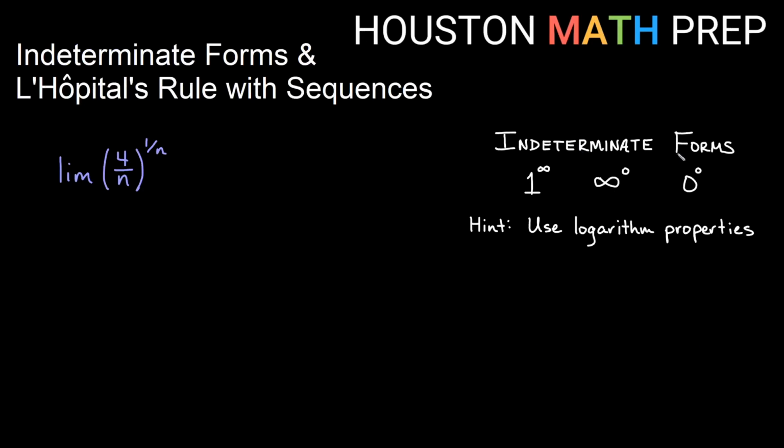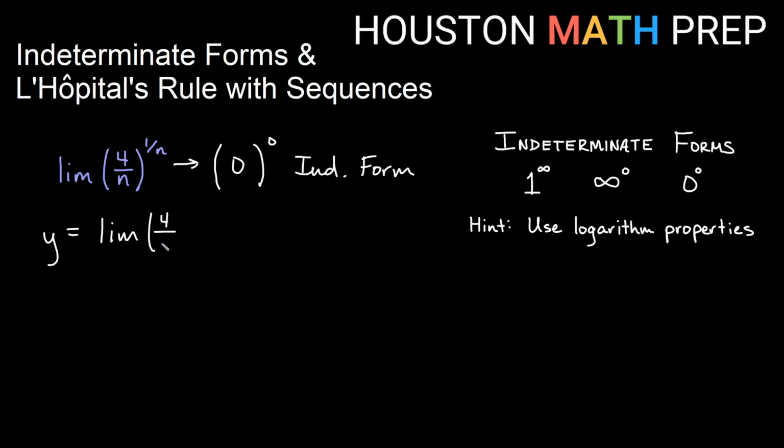All right, our last indeterminate form, 0 to the 0. Here we have a limit of 4 over n to the 1 over n. So think about 4 over n is getting smaller and smaller as n gets large, and 1 over n is also getting smaller and smaller as n gets large. So this is indeterminate form 0 to the 0. And we'll do a similar process. We let y equal our limit. y equals the limit of 4 over n all to the 1 over n.